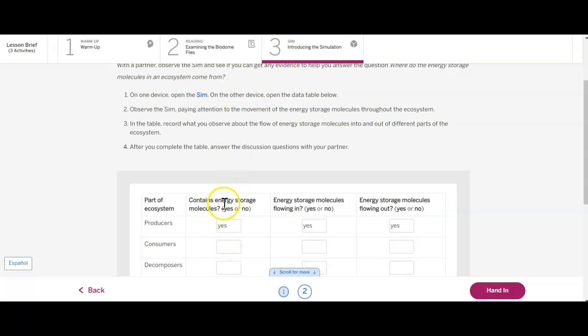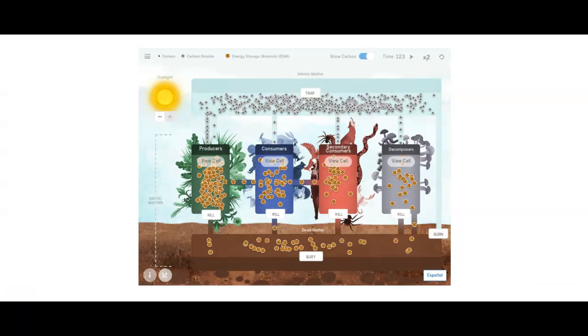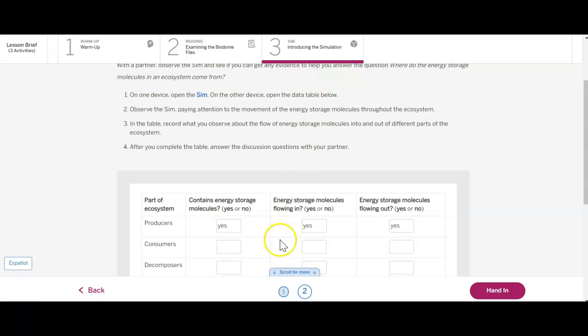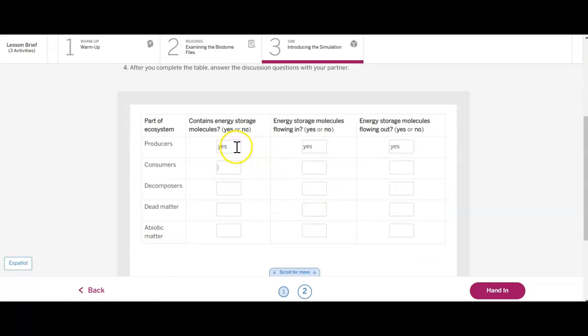This one says contains energy storage molecules, yes or no. You would look at the consumer and answer that question. Then when you're doing the flow in and flow out, you're going to have to press the play button to see if those energy molecules are flowing into that part of the ecosystem, and then do it again to see if they are flowing out. I should just see simple answers here of yes or no.